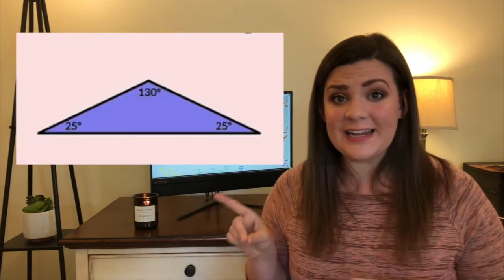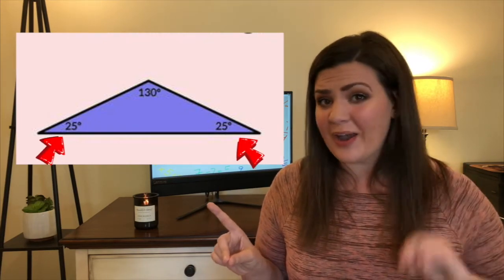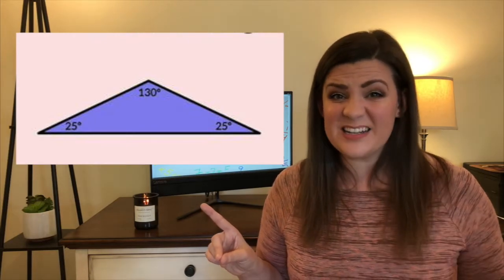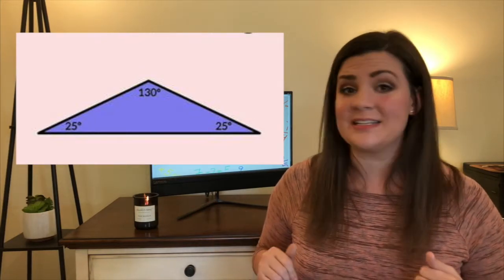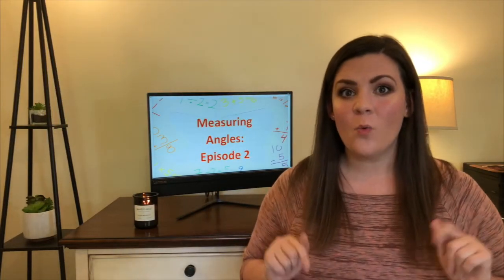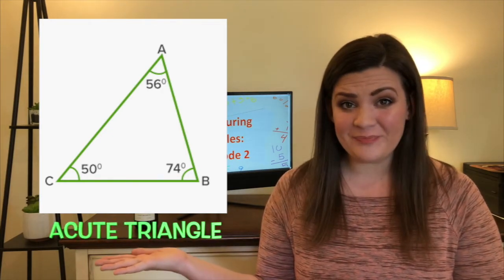If you notice, it has one angle that has a measurement greater than 90 degrees and two angles that have measurements less than 90 degrees. So, because of its measurements, we know that this is classified as an obtuse triangle. Okay, one more. What kind of triangle is this? Did you say an acute triangle?